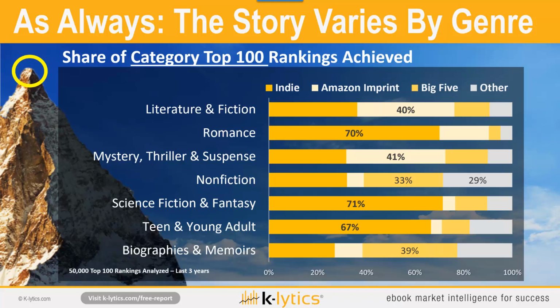And if we look at various Amazon main categories, have a look here. The dark orange number is indie-published, indie-achieved top 100 rankings in the category romance: 70% of the rankings achieved by indies. Take here sci-fi and fantasy, 71%, teen and young adult, 67%. I think that's just an amazing achievement.